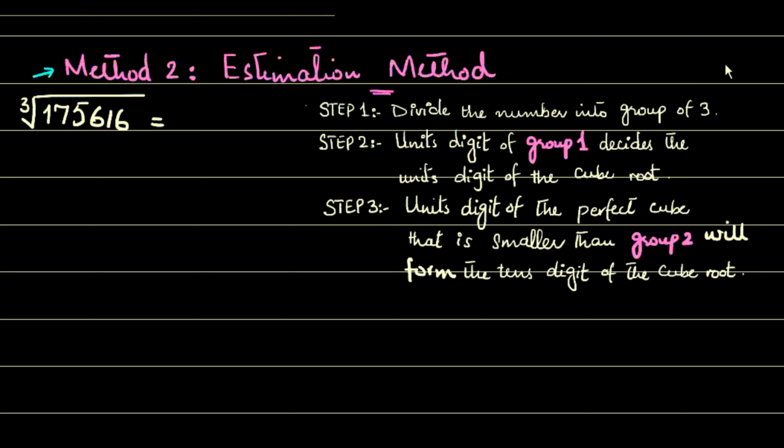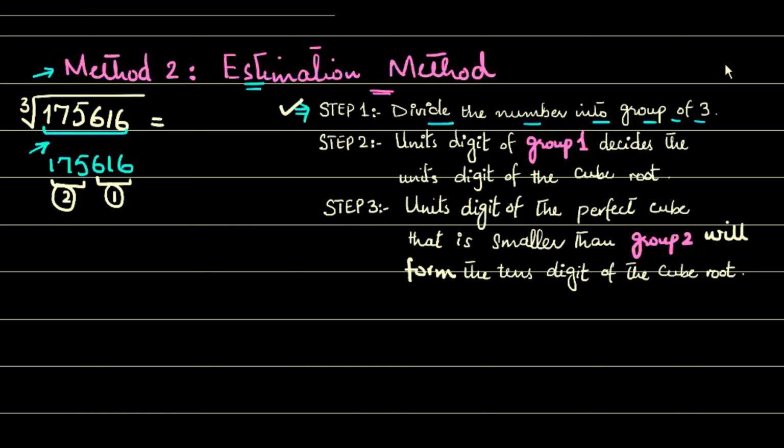There is a second method, and that is the estimation method. Without any division or factorization, we have to find the cube root of the given number. There are a few steps we need to keep in mind. We have to divide the number into groups of 3. I'm writing this number here and dividing it into groups of 3, starting from the unit side. 1, 2, 3, group number 1. 1, 2, 3, group number 2.